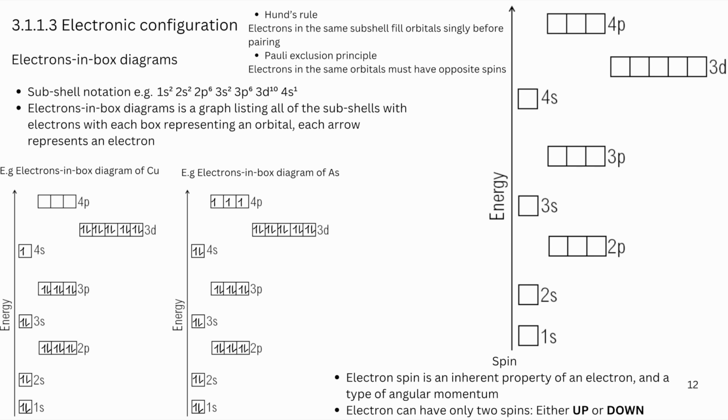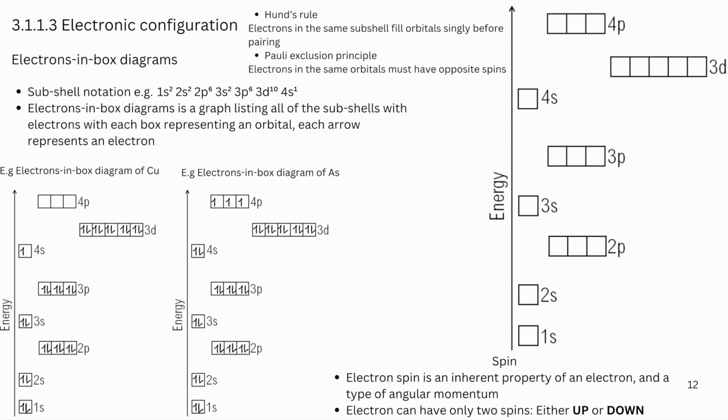A common way to think about this rule is to think about seats on a bus. When people board a bus, they tend to sit alone, and only start to pair up once all the empty seats are filled. The same thing happens to electrons. Another rule is the Pauli exclusion principle, which states that electrons in the same orbital must have opposite spins. This is actually a more simplified version of the Pauli exclusion principle, and the actual principle is a bit different.